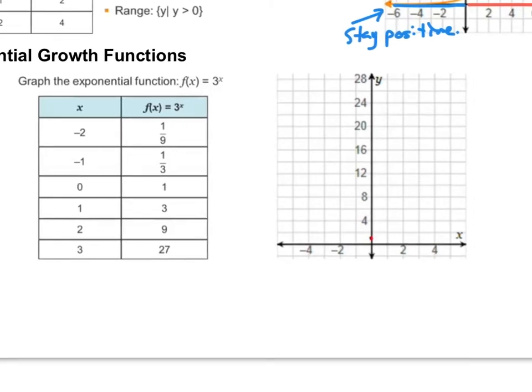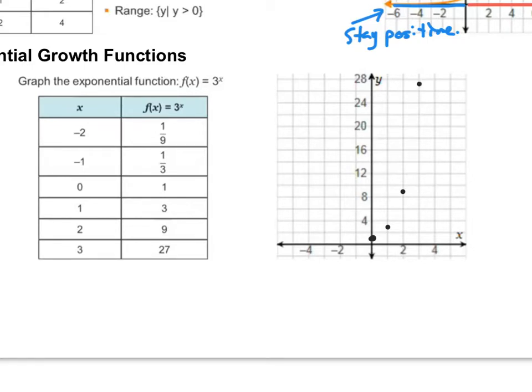If I graph the point, I start with (0, 1). Okay, that's always going to be on an exponential graph. So I have this point (0, 1). I have the point (1, 3). Okay, I have the point (2, 9). I have the point (3, 27). See how big these get?